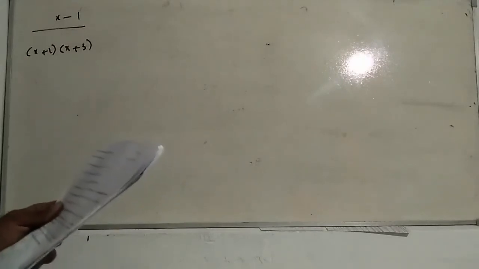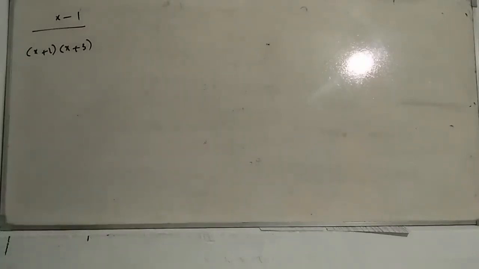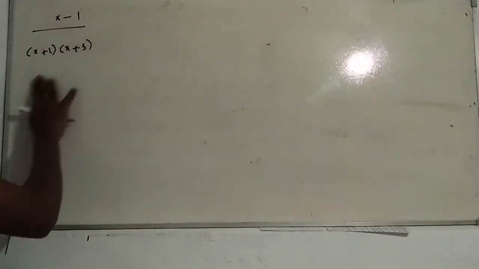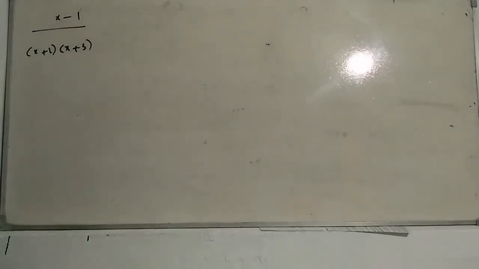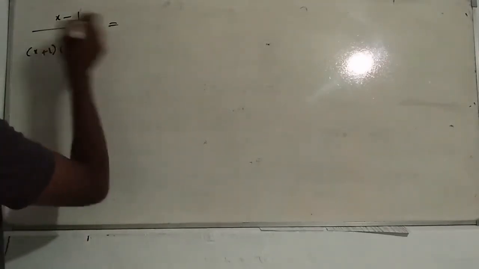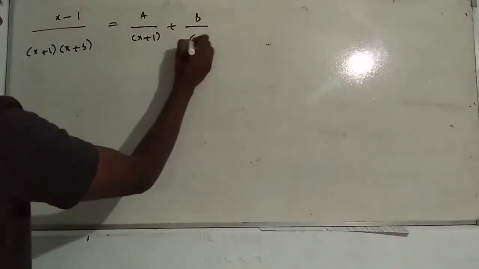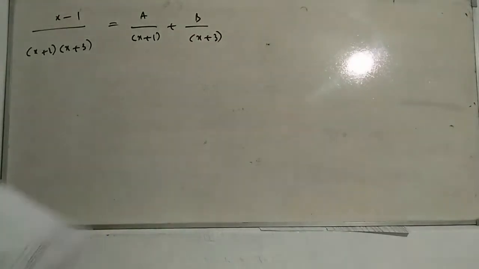Then let's move to our final question. Resolve the following into partial fractions. You have to resolve these fractions into partial fractions. First you have to check whether the fraction is a proper fraction or an improper fraction. If you look at the degree of the numerator, it's 1, and the degree of the denominator is 2. That means this is a proper fraction. Then we can partialize this fraction like this: a over x plus 1, plus b over x plus 3.